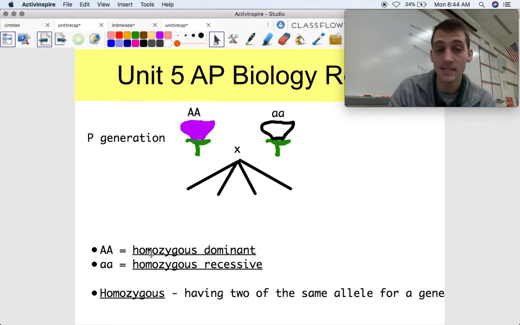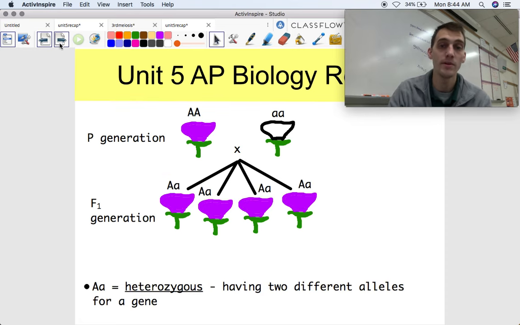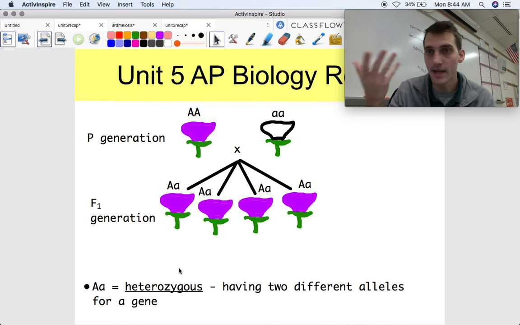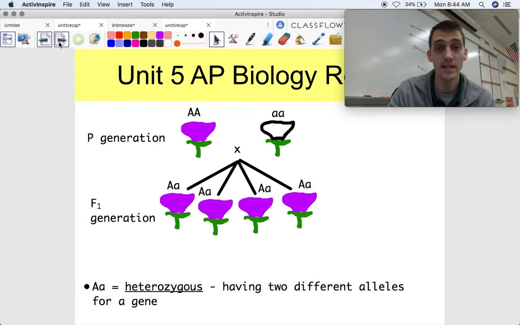Remember, homo means same, hetero means different. Homozygous means 2 of the same allele for a gene. So we crossed 2 homozygous plants, and what we got in the F1 generation is heterozygous plants. They have 2 different alleles, and they're expressing the dominant trait. That's why purple is dominant, because they have one dominant allele, and that's all it takes to express the dominant trait. But these are heterozygous, meaning they have two different alleles.